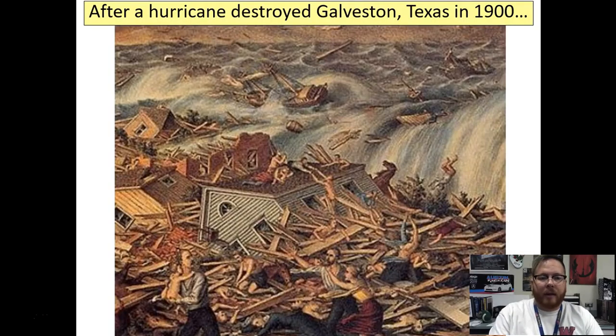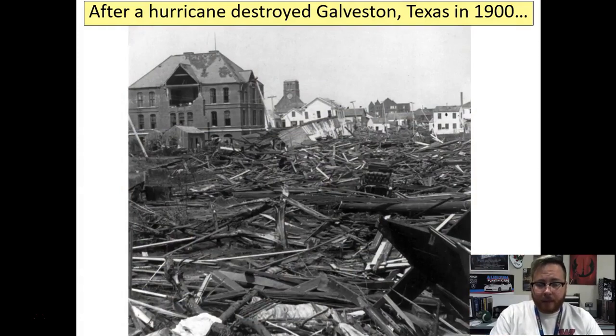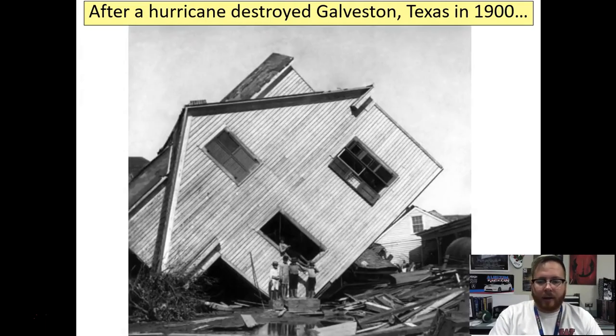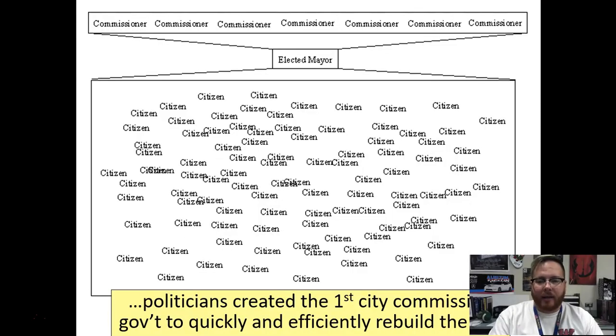After a hurricane destroyed Galveston in 1900, here are some pictures of it. This is a very, very bad storm, so there's some very scary, depressing stories to come out of this. Google some of them. Trust me, they're awful. This is a house that's literally been turned on its side.